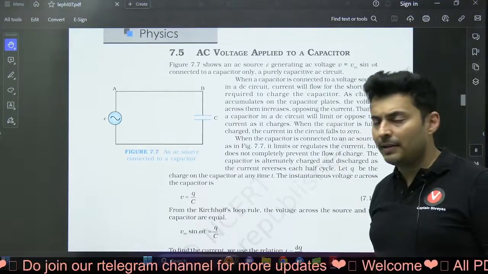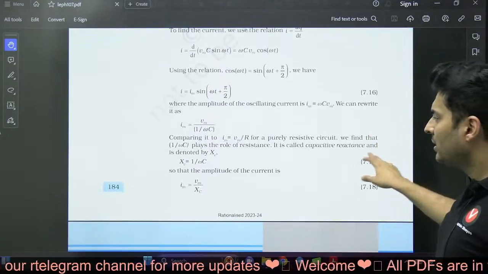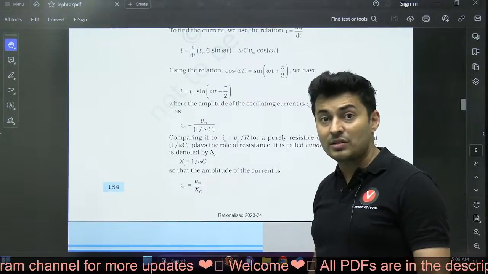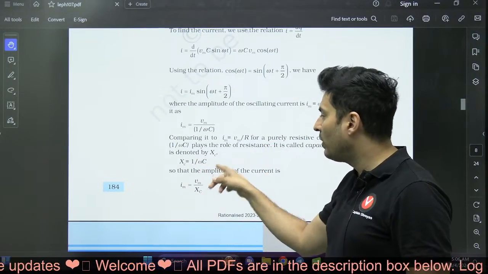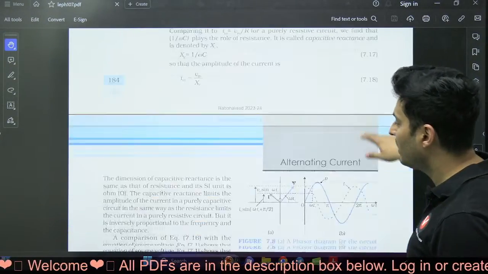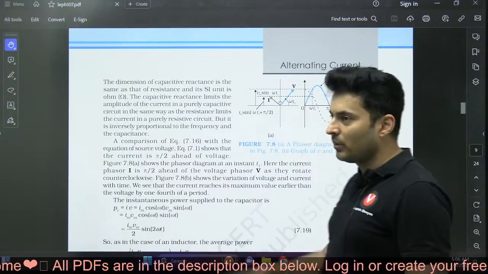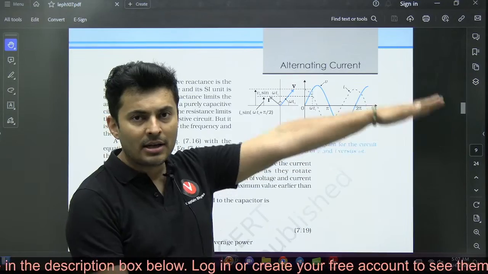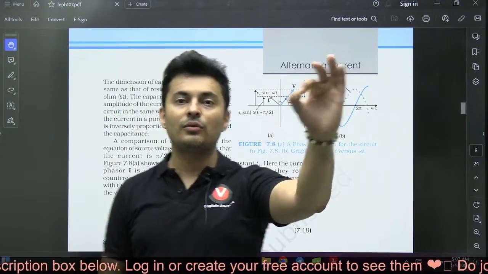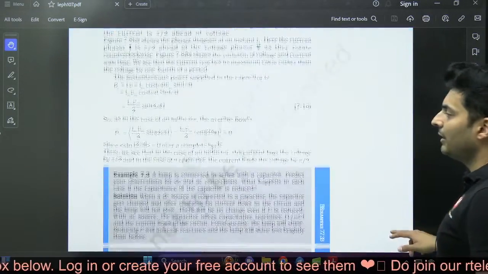When you have a capacitor, then again the current is voltage by the resistance of the capacitor, called capacitive reactance. XC is 1 by omega C. And exactly opposite over here, voltage across the capacitor is below, current is here. Current is ahead of the voltage for a capacitor by 90 degree.